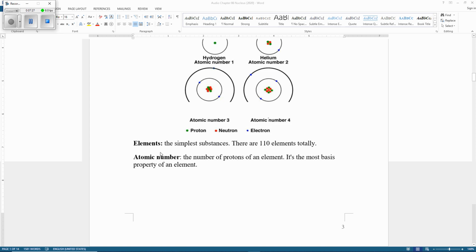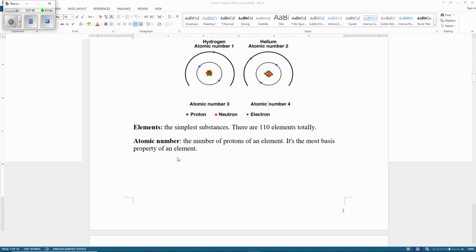So now a few important definitions. Elements are the most simple substances. There are about 110 elements in the periodic table. Now, atomic number. The atomic number is the number of protons of an element. It's a very important number.